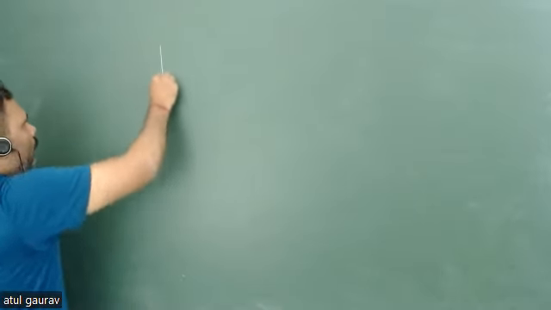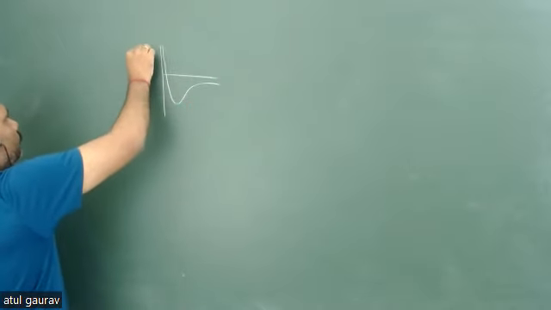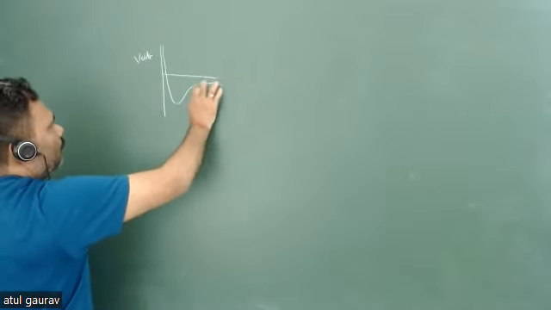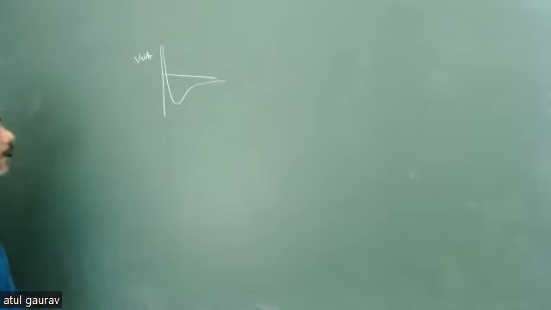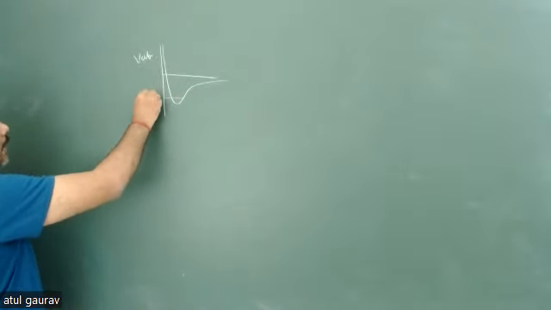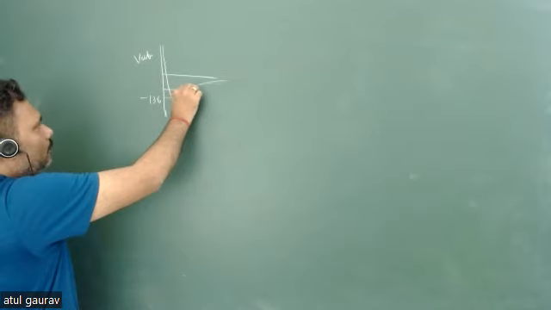Now, what we have is this effective potential. V effective versus r, something like this. What is your ground state energy? Your ground state energy is minus 13.6 electron volt. What is your first excited state energy?